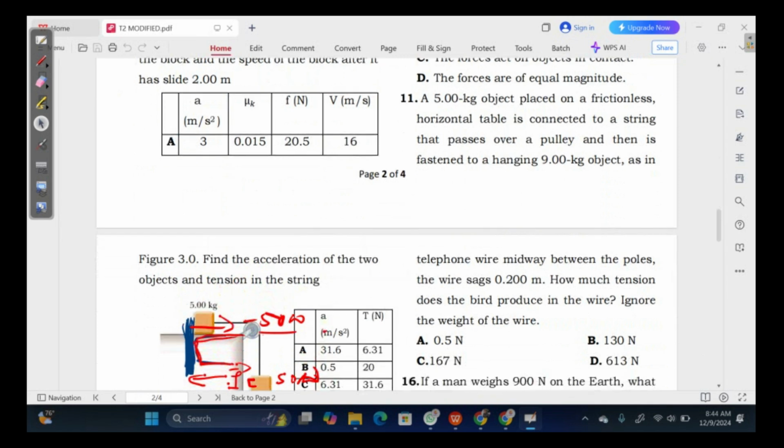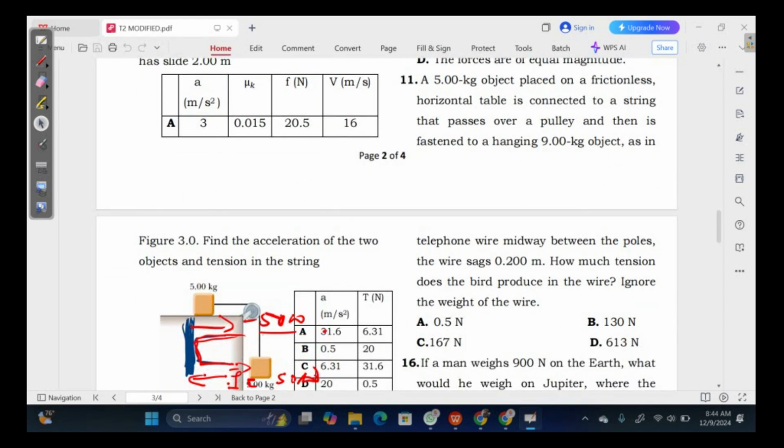We move to 11. This one also came from the sheet. A 5 kg object placed on a frictionless horizontal table is connected with a string that passes over a pulley, and then is fastened to the hanging 9 kg object as shown in the figure. Find the acceleration of the two objects and the tension in the string. So allow me to get this. I put it here, 5 and 9.